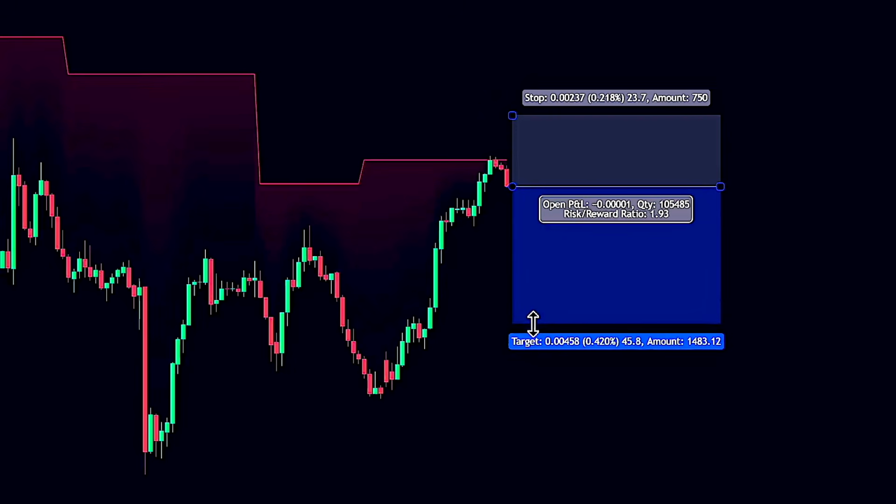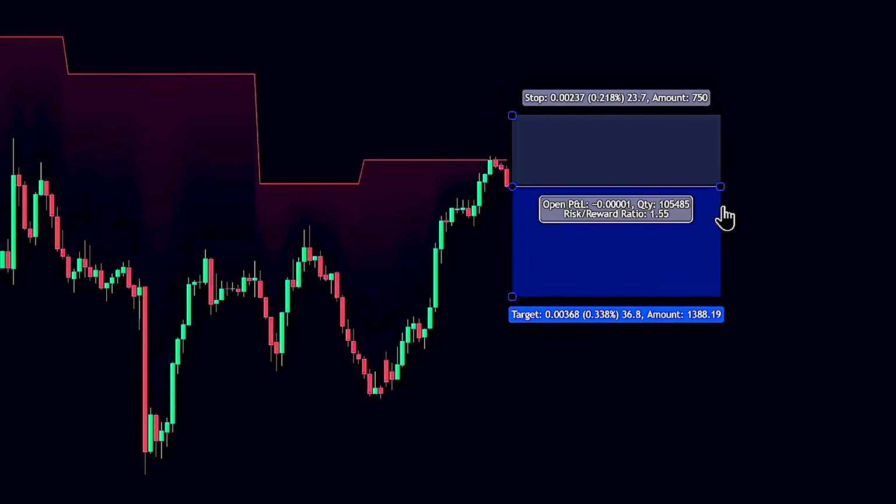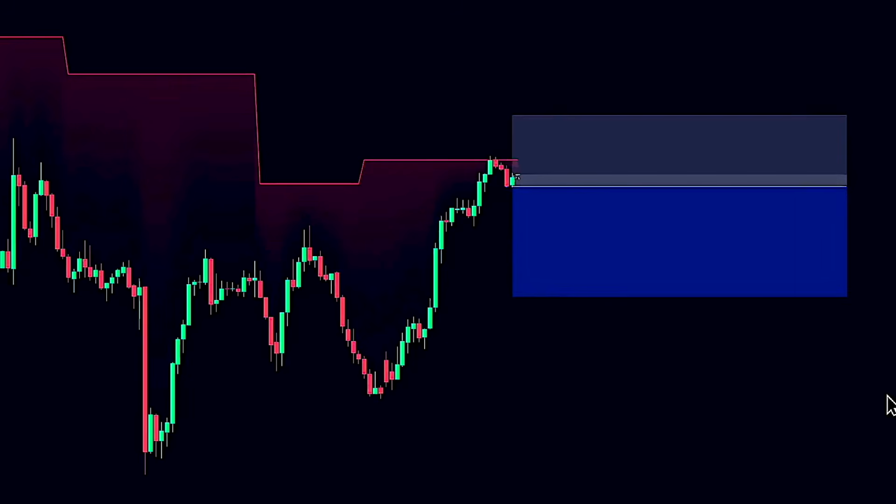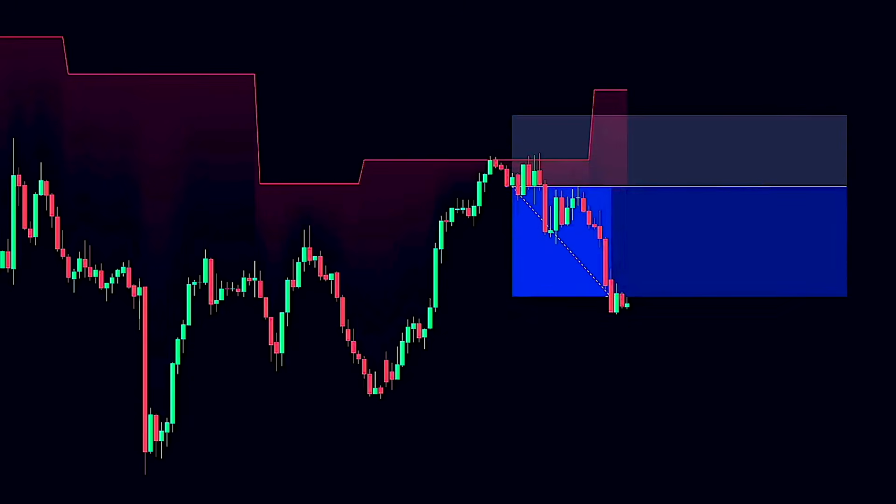Your take profit can once again be 1.5 times your risk or the next major support level to the left. And if the trend stays red and price continues to respect that line, you can trail the stop above the line as it steps lower.